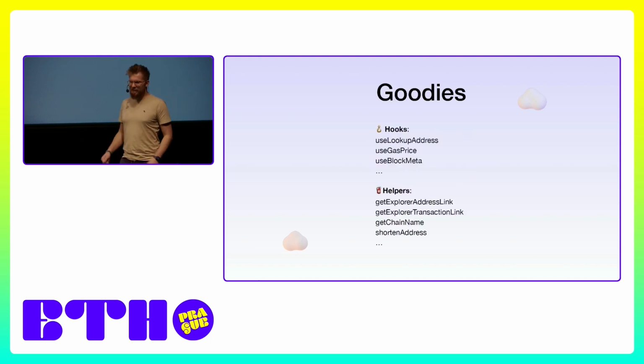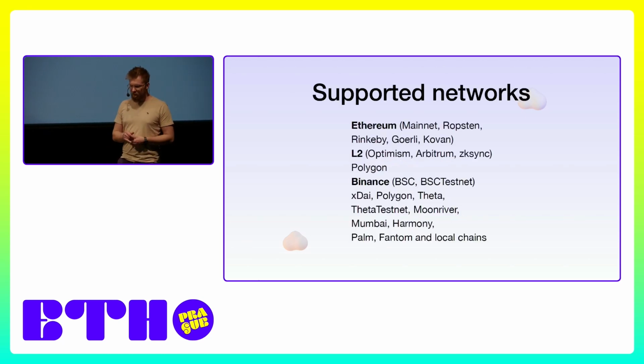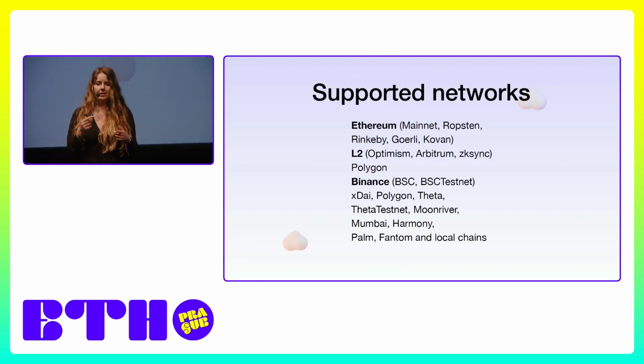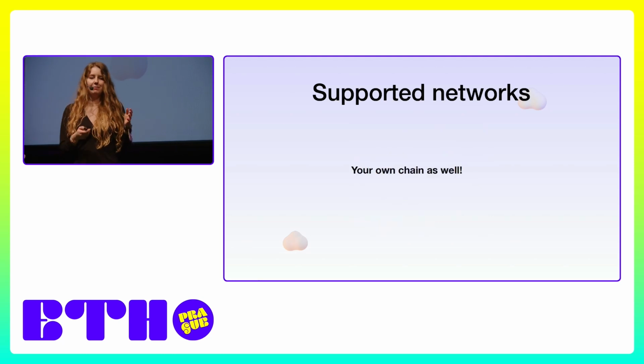We have a bunch of other goodies that can help you develop the most powerful app possible. So gas prices, block metadata, Explorer links, everything is already baked into the library. We support, as I said before, all EVM-compatible blockchains: Ethereum, mainnets, testnets, layer 2s, Binance, etc. But the nice thing is that we can support your own chain as well.